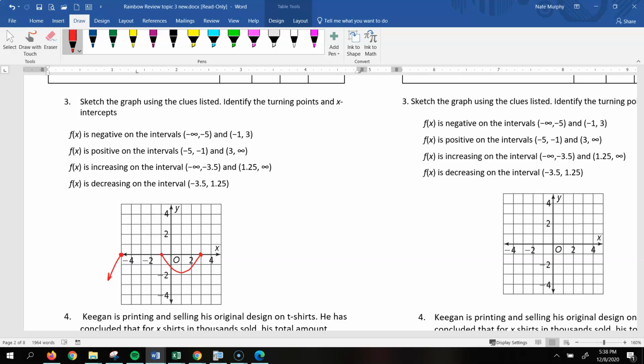And it's positive on the intervals from negative 5 to negative 1. So from negative 5 to negative 1, it's positive. And from 3 to infinity, it's positive. Okay, so we can see that it's increasing on the interval from negative, so let's just stop there for a second. So that tells us we want to identify the turning points and the x-intercepts. So the x-intercepts, we can list now as negative 5, negative 1, and 3.